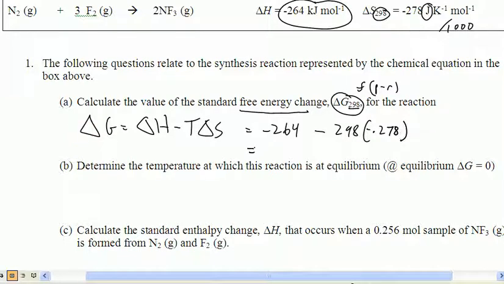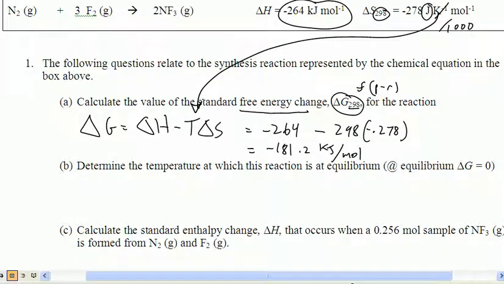My answer for this is going to be negative 181.2 kilojoules per mole. The Kelvin here canceled with the temperature in the equation to give us an overall unit of kilojoules per mole.